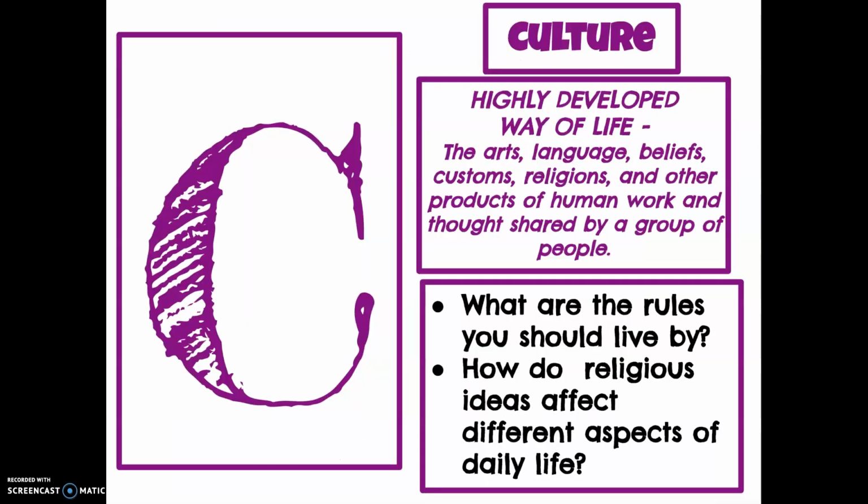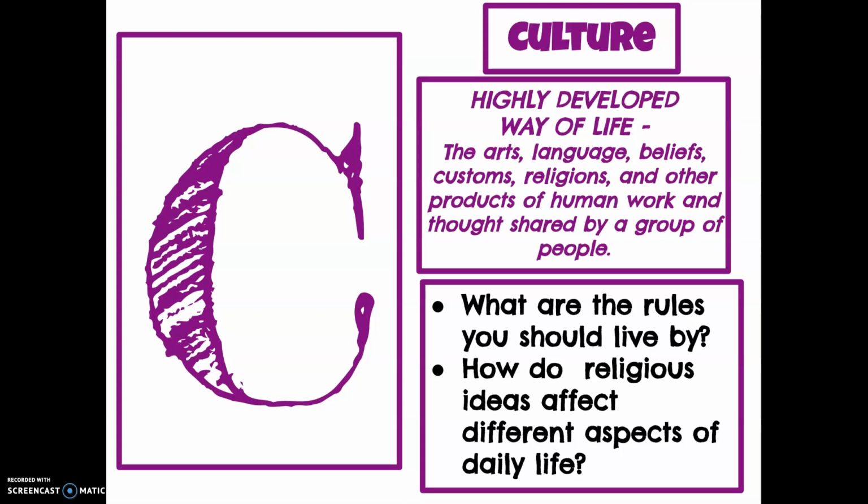Our next letter is C, and that's for culture. So if you could write down culture, and then let's add this definition. A highly developed way of life. It's the arts, the language, beliefs, customs, religion, and other products of human work and thought shared by a group of people. So remember how we talked about that transference of ideas in our movement unit. So sharing of ideas like the way people eat, the type of foods that they choose to eat, the manners at the table, the rules that you have within your own house and in other situations.